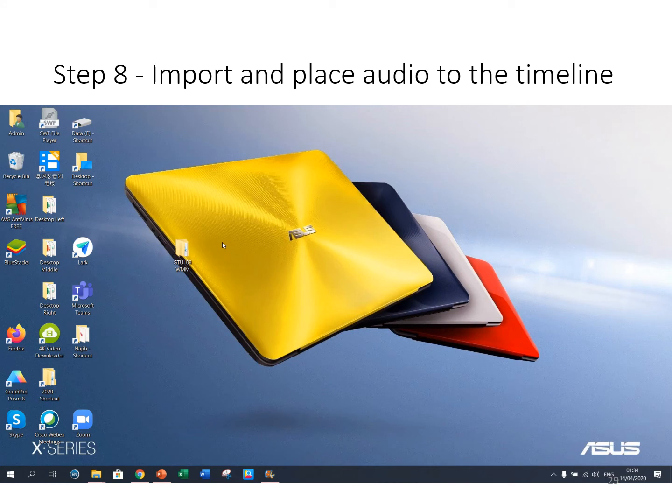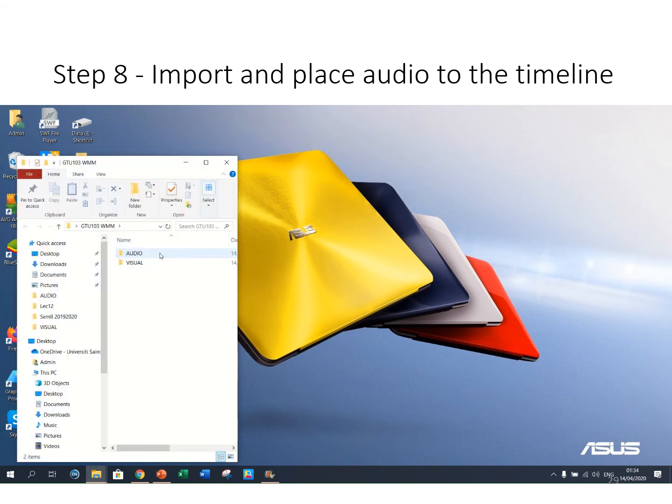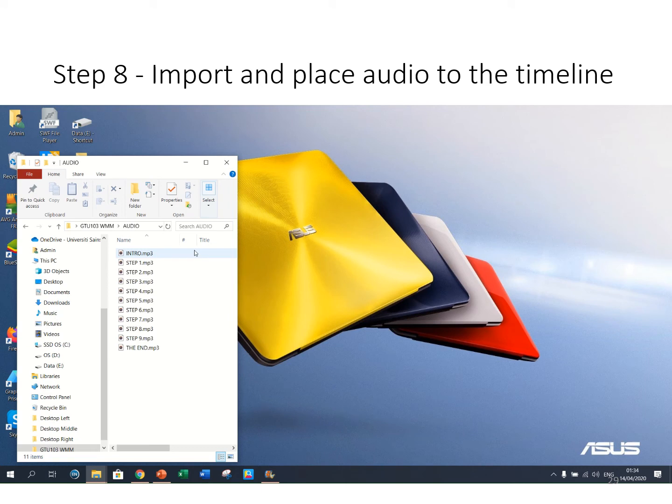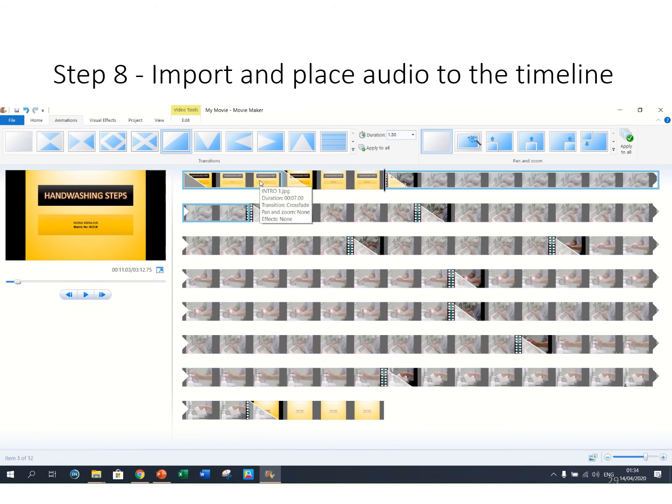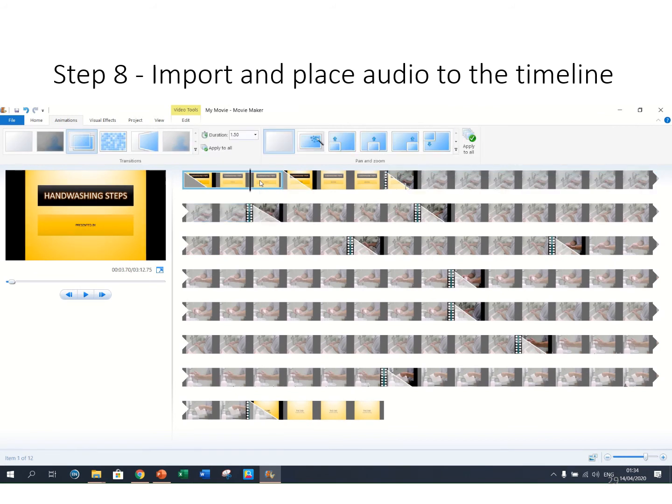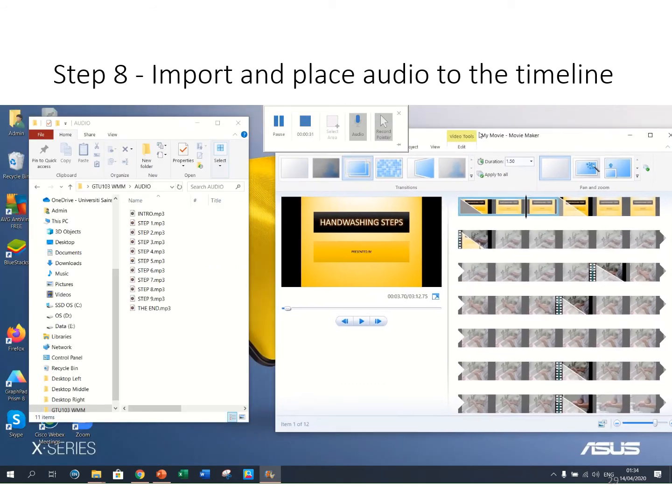Okay, now we will insert the audio file into the Windows Movie Maker program. So go back to our folder, GTU 103 Windows Movie Maker. Go to the audio part. Okay, so if you can see, we have 11 items here, which is correct. Okay, so open our Windows Movie Maker projects. Okay, so this is slide number 1.